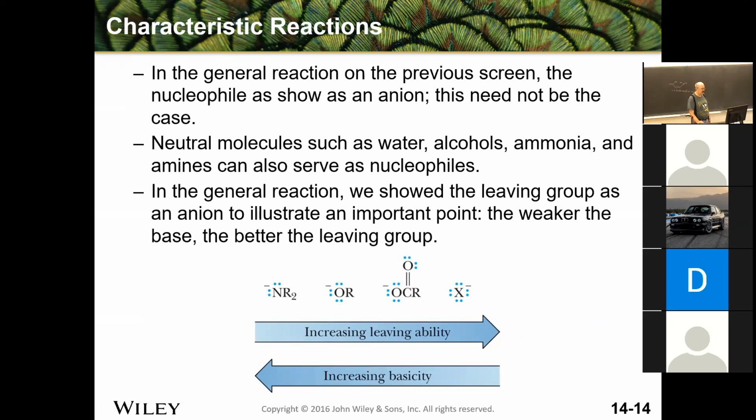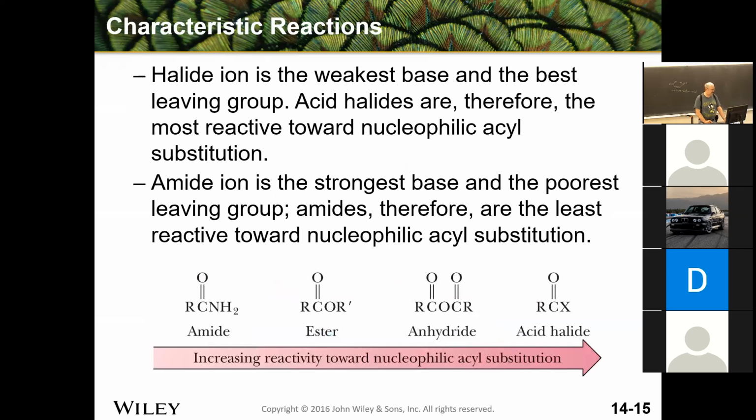So chloride is the best leaving group. Then carboxylate, the conjugate base of a carboxylic acid. Then an alkoxide, and then an amide leaving group, where we have a nitrogen with a negative charge, which is actually not a very good leaving group at all.